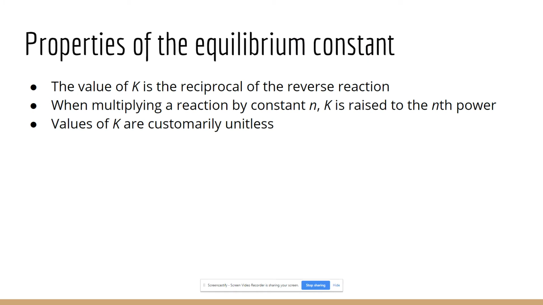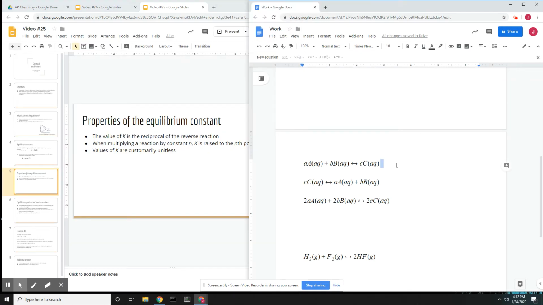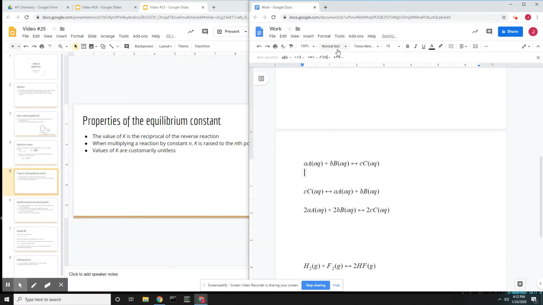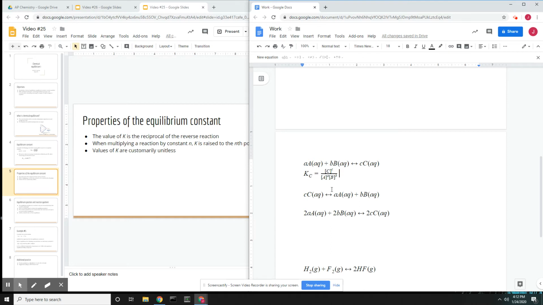Pause here. I'm just going to show you why this is all true, just using these equations here. So I have a chemical equation here, and it has just products over reactants as its Kc. So if I take this reaction and reverse it, I'm going to call this K prime, I guess. Doesn't really matter. It's just a different reaction.